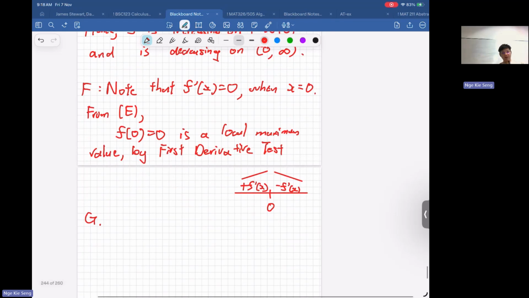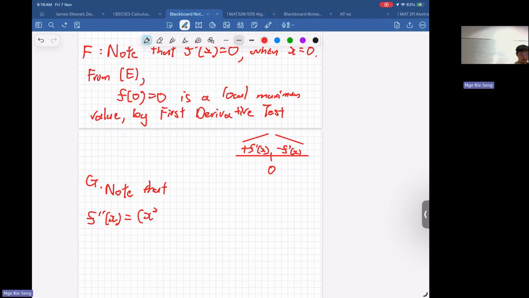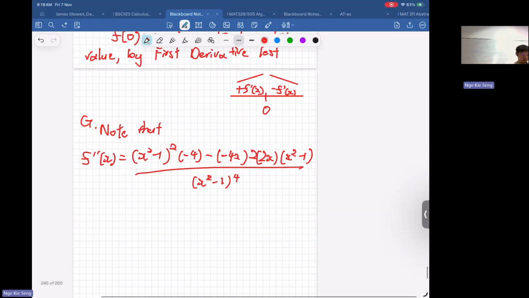Let's continue. So G, what is G? G is concavity. So we need to differentiate again, differentiate the second time. Let's write down the first step and then I will show you the final answer. You can try and compute yourself also and then check with the solution. You do some simplification, and we'll get this nice and clean expression here.